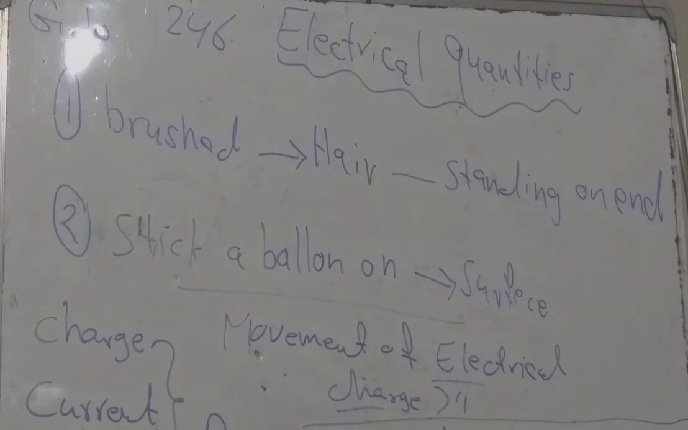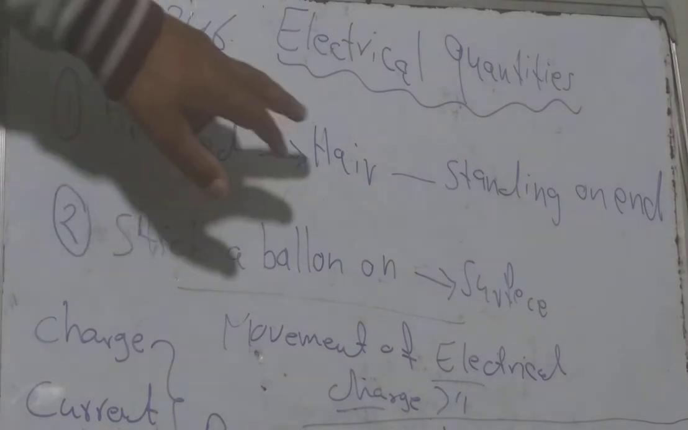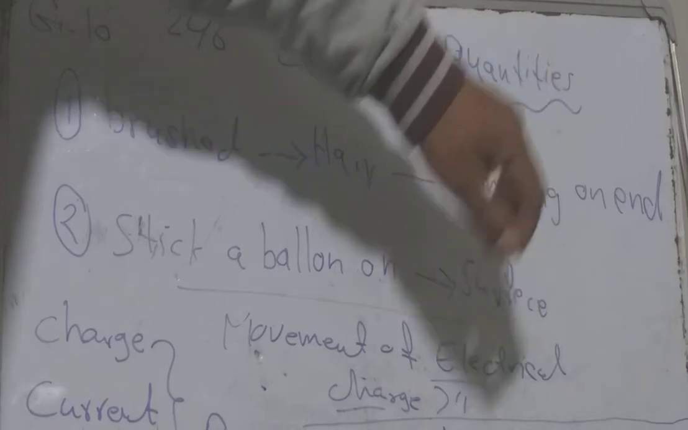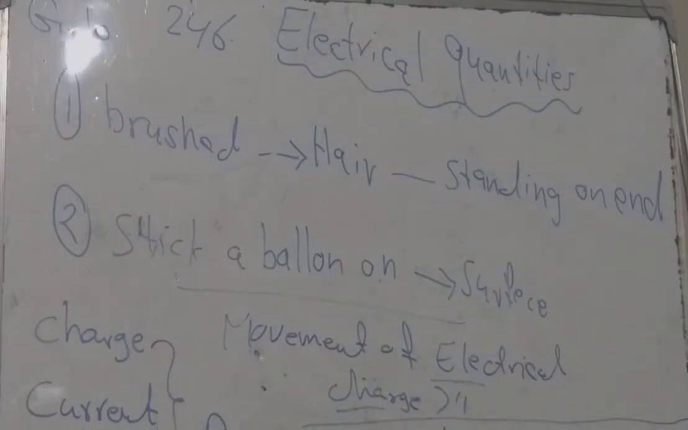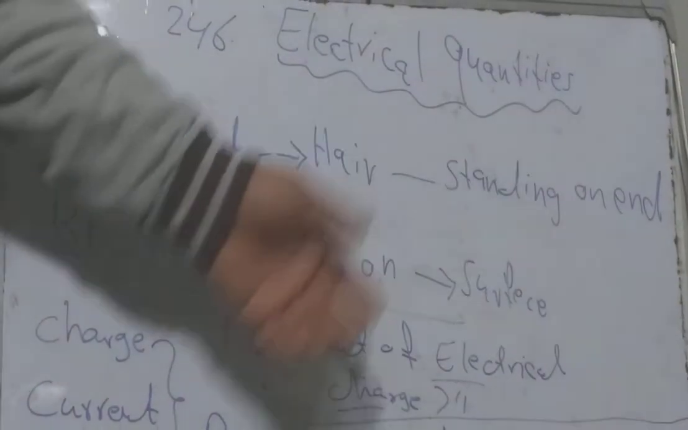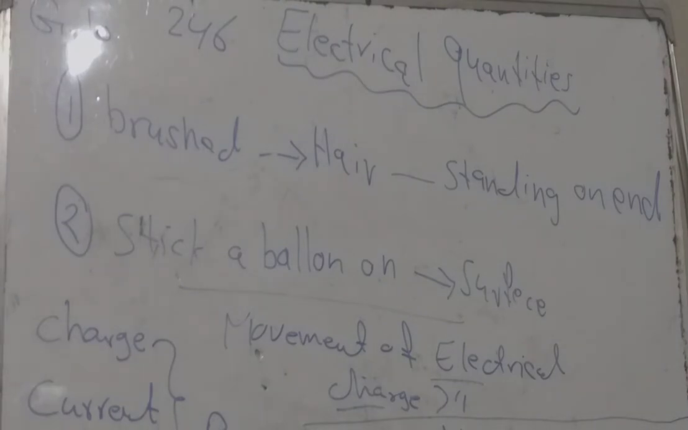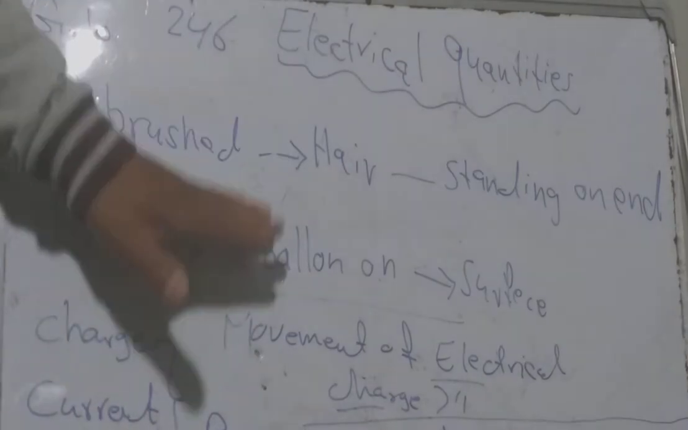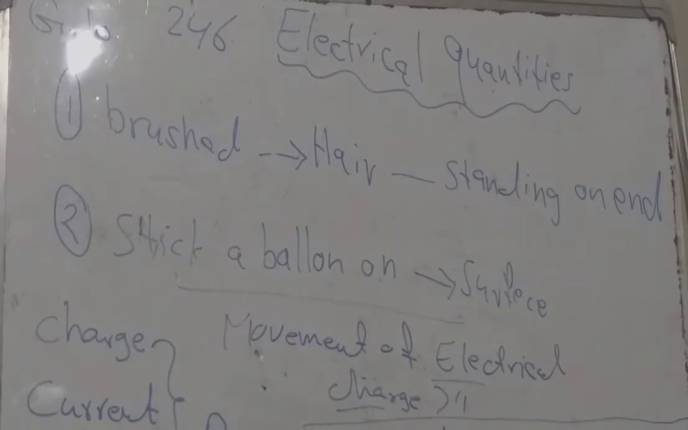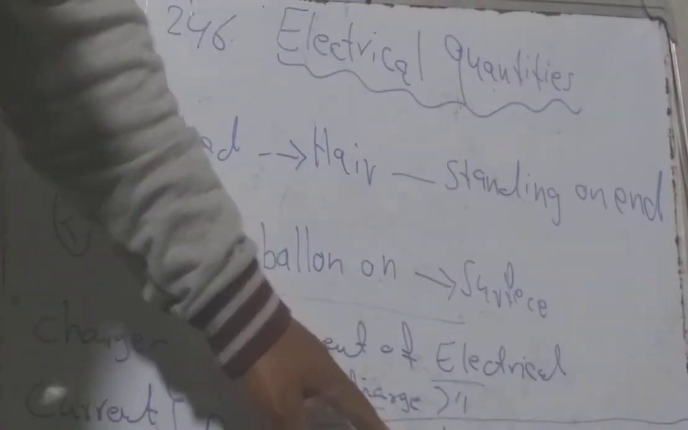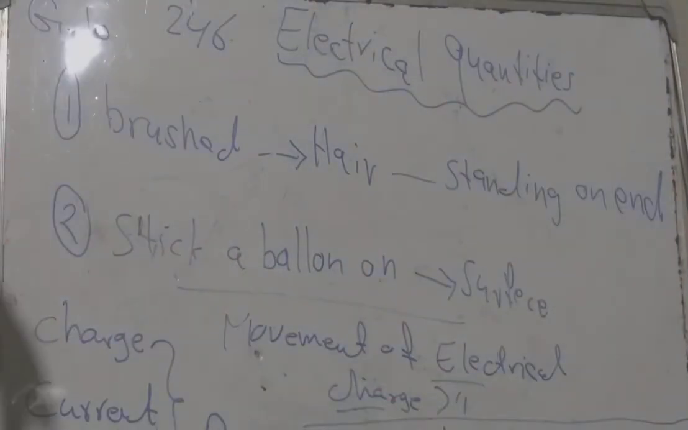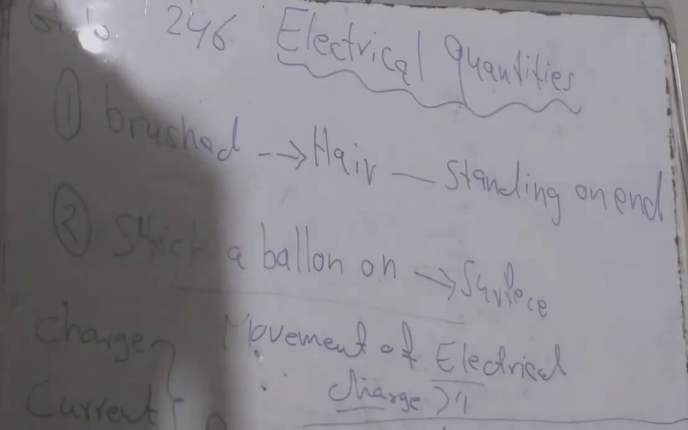So we have two types of phenomena. First, when you brush your hair, you see individual hairs standing on end, and how you can stick a balloon on different surfaces without any glue. Both of them come under the result of movement of electrical charge. In this topic we will learn the relation between charge, current, force and resistance, which come under electrical quantities.